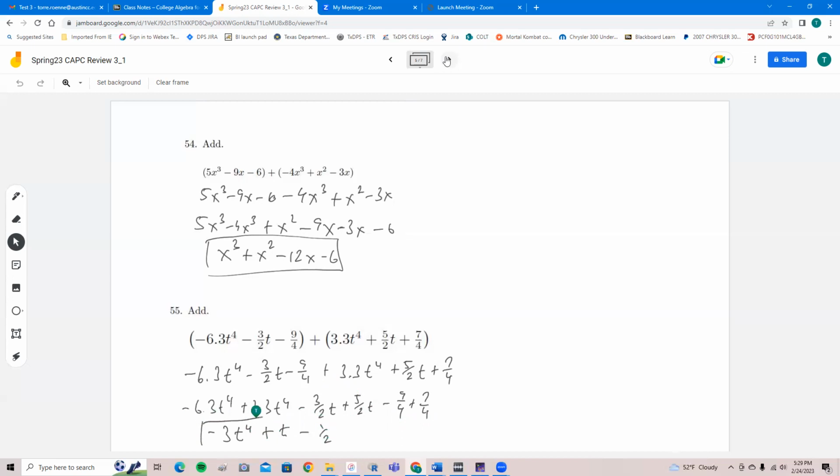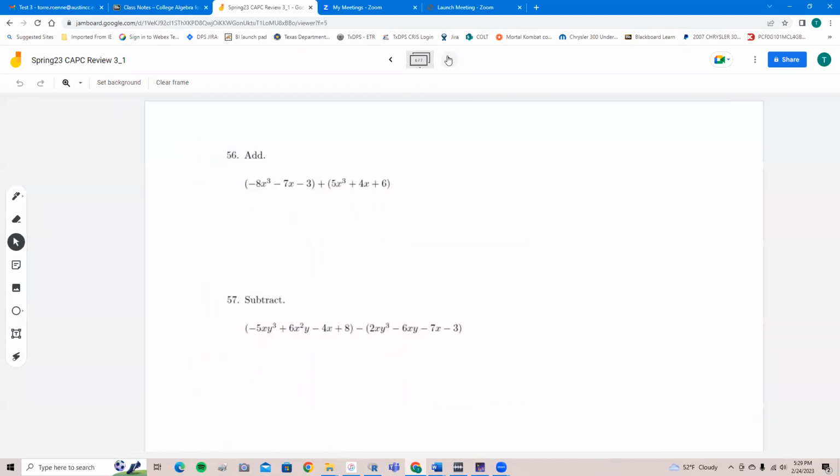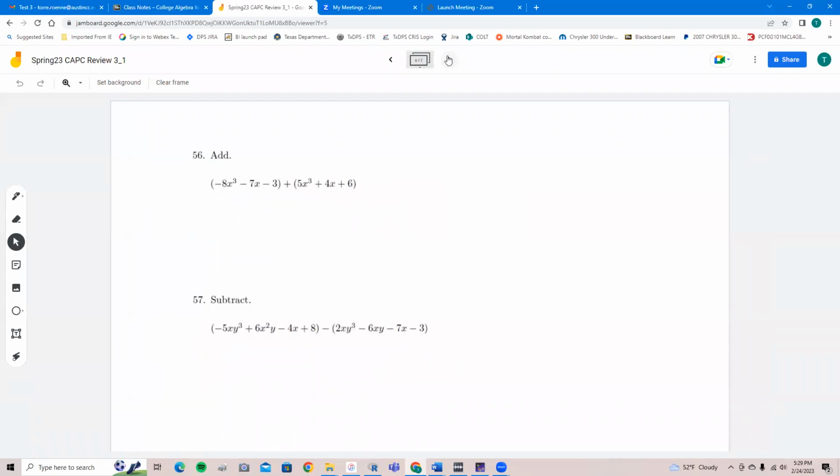So I believe that's it. That's all there is to it. Just carry the denominators like units. So, okay. 54, 55 done. 56 and 57, more of the same.